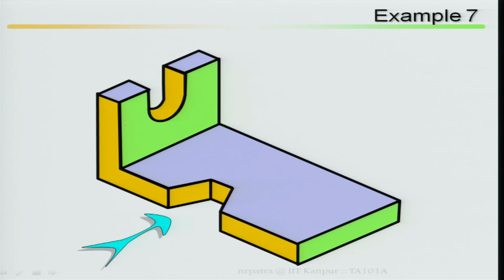Similarly example 7. Why am I looking from this direction? As I said, you set the directions so that your front view shows the maximum number of parts you can visualize. Point number 1 is the maximum number of parts or components you can visualize. Point number 2, as far as possible avoid hidden lines in your front view. I can see these directions also as front view. If I look from these directions, this will be a hidden line. If I look here, this will again be a hidden line. So I choose it so that I can see here.